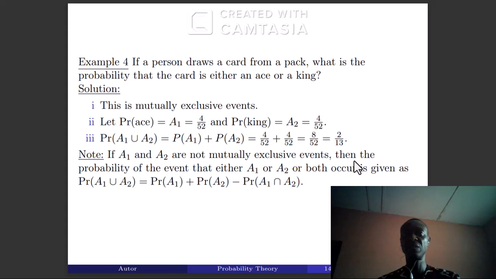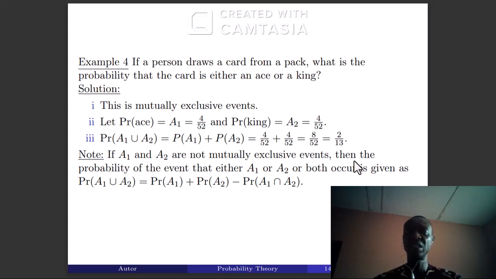If a person draws a card from a pack, what is the probability that the card is either an ace or a king? This is a mutually exclusive event. Let the probability of ace be a1, and let the probability of king be a2. How many aces do we have? 4. How many kings? 4. So the probability of a1 union a2 is the probability of a1 plus the probability of a2. Just add the probabilities and it gives you 2 over 13.